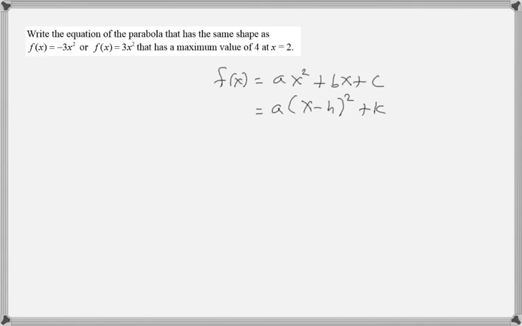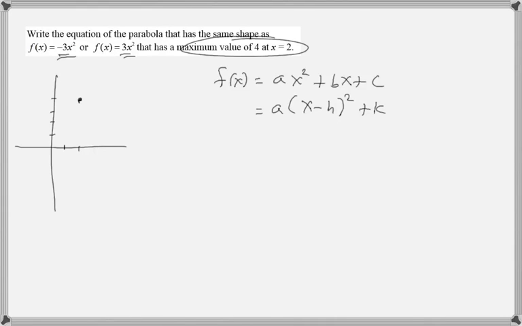So we were told that f of x has the same shape as either negative 3x squared or positive 3x squared. And this gives us two options, which I'm not really sure which one to take yet. So I want to look at this other information first. We're told that there's a maximum value of 4 at x is equal to 2. So the parabola goes through the point 2, 4.